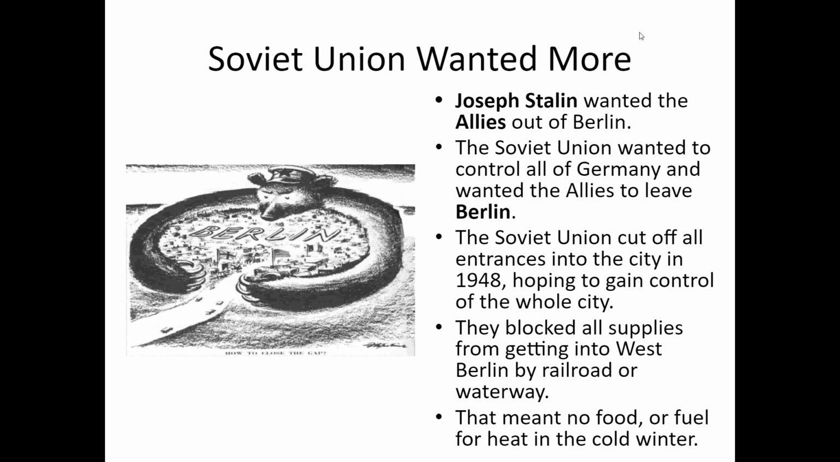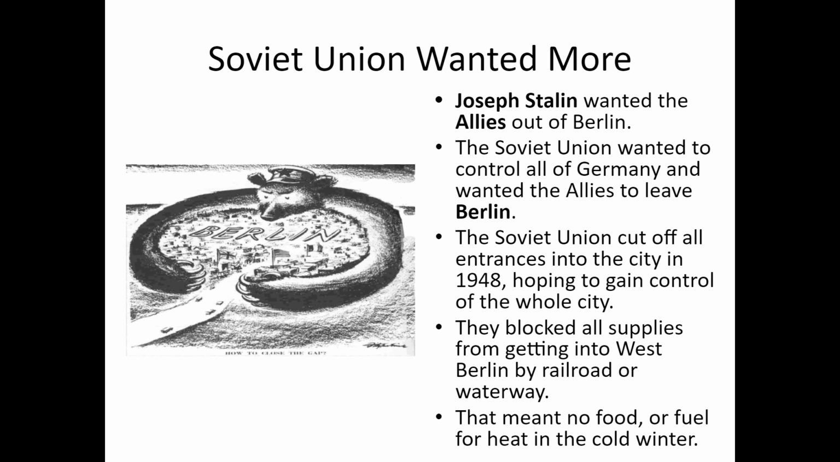The Soviet Union wanted more. Joseph Stalin wanted the Allies out of Berlin. The Soviet Union wanted to control all of Germany and wanted the Allies to leave Berlin. The Soviet Union cut off all entrances into the city in 1948, hoping to gain control of the whole city. They blocked all supplies from getting into West Berlin by railroad or waterway.